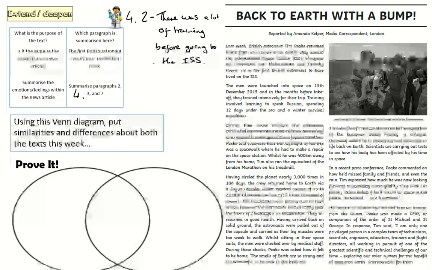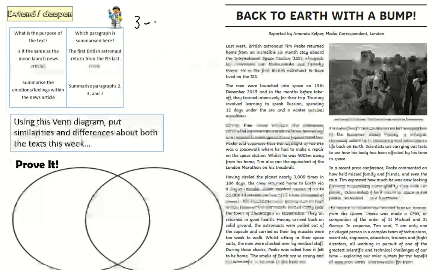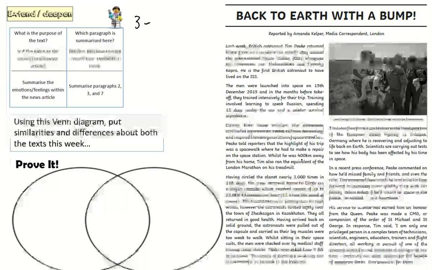Right, so that's number 2. I'm going to get rid of this. Poof. Paragraph 3. 1, 2, 3. During the space mission, the astronauts conducted experiments, tested out technologies, and inspired a generation of space travellers. Pete told reporters the highlight of his trip was a spacewalk. Whilst he was 400 kilometres away from his home, he also managed to run the London Marathon.